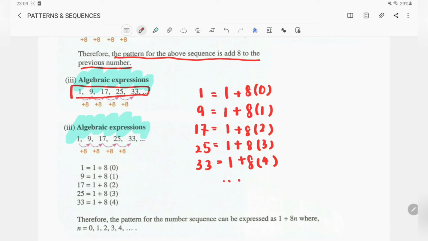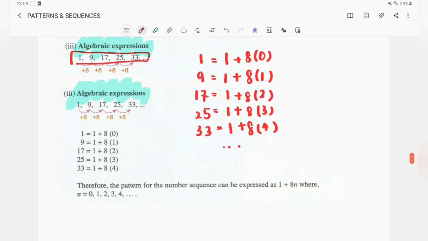So what conclusion can you make here? How to describe the number pattern? The number pattern for the sequence of numbers can be expressed as 1 plus 8n. The number yang berubah itu is known as a variable. So kita wakilkan dengan apa-apa saja letter, normally kita akan letak n, untuk number sequence ni. So 1 plus 8n, where, jangan berhenti setakat ini sahaja. Kena sambung lagi. Mention what is the value of n, because sometimes the value of n can start with 1. Tak semestinya value n tu kena start dengan 0. Sometimes it may start with 1.